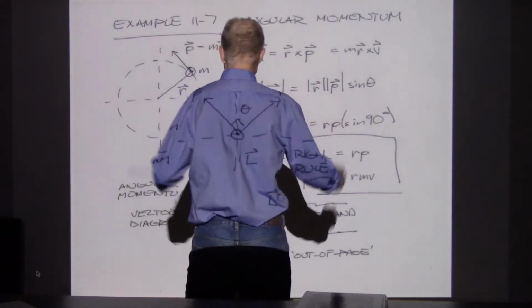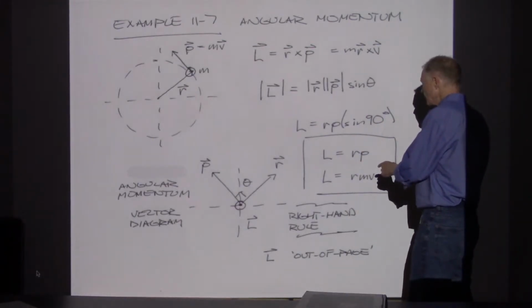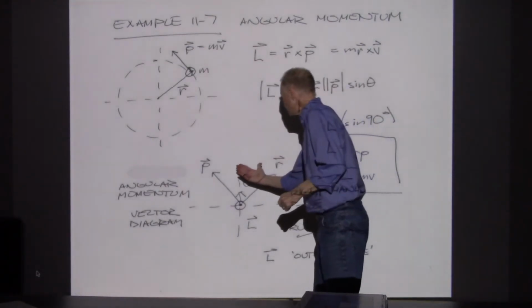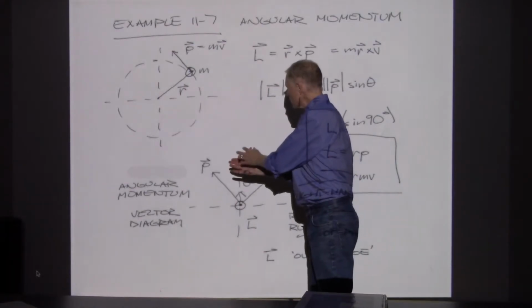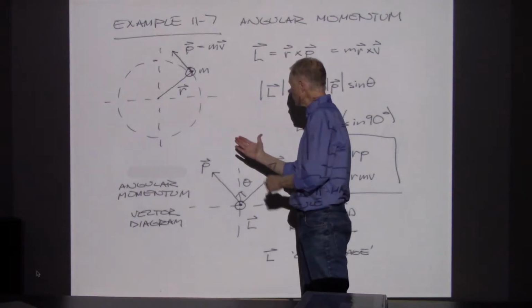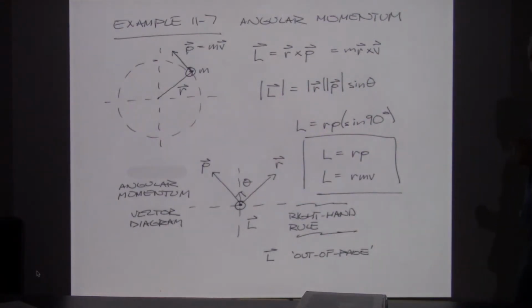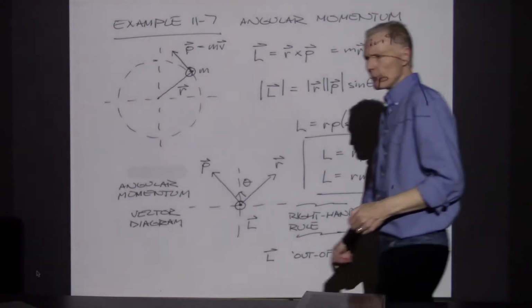Okay, and then the right-hand rule. The right-hand rule is going to give me the direction of the angular momentum. I can do r cross p, so vector number 1 is r, vector 2 is my fingers, and my palm will face in the direction of angular momentum, and that's out of the page for this example.